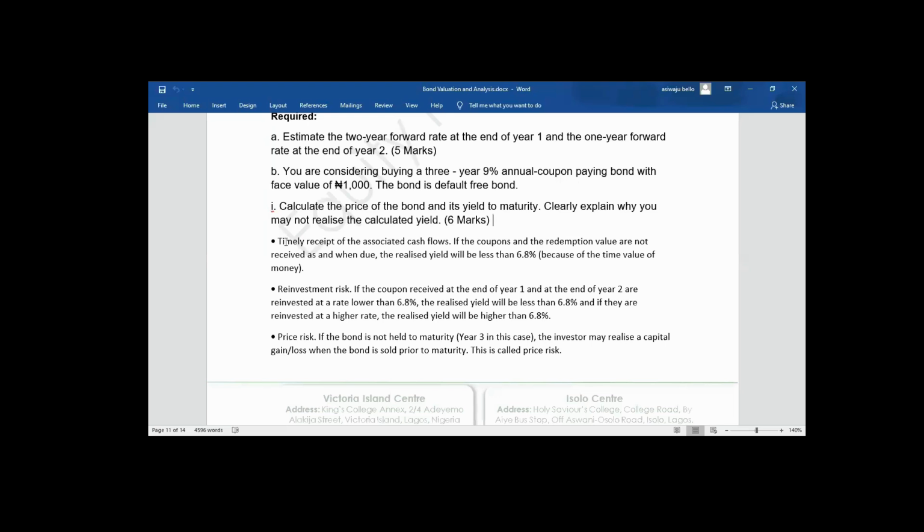So these are the reasons why the investor may not realize the yield calculated. Any question, please? Let's look at the next question.